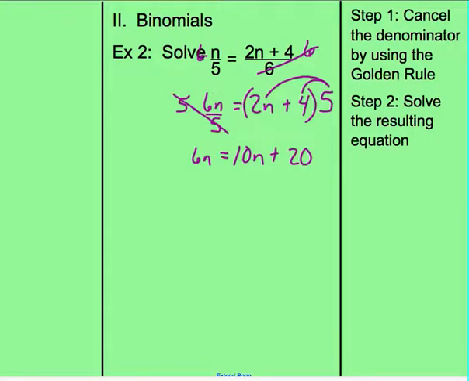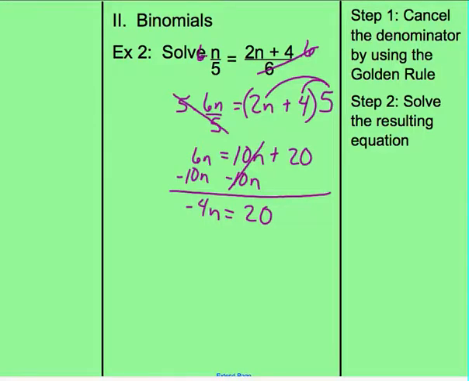So this time I've got a variable on both sides of the equal sign. And because I don't have any other terms with my 6n, I'm actually going to subtract 10n from both sides. Normally I would subtract the variable with a smaller coefficient, but I don't want to get 0 on one side of the equal sign. So on the right-hand side, my 10n's cancel, leaving me with 20. Now on the left-hand side, 6n minus 10n is negative 4n.